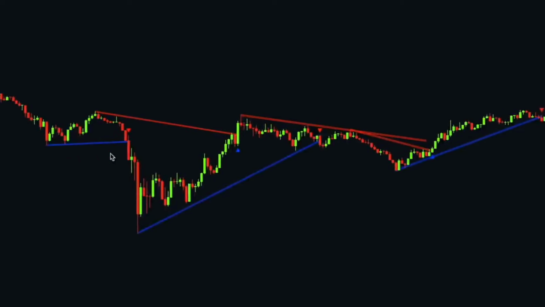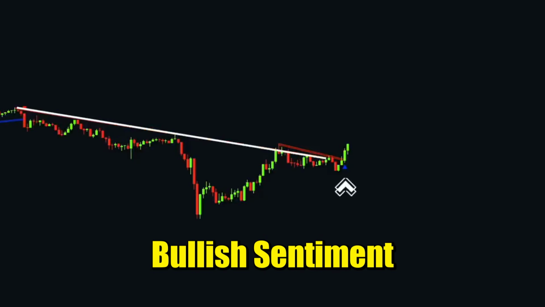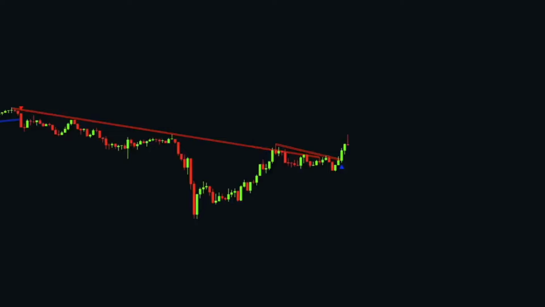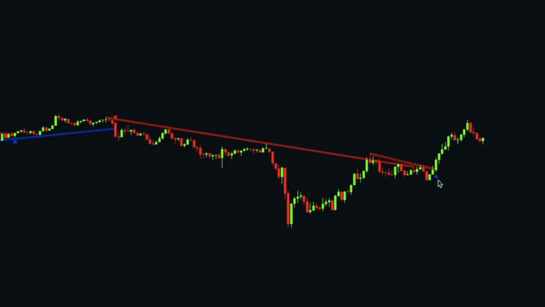When the price is above the VWAP, it indicates bullish sentiment, and when the price is below the VWAP, it indicates bearish sentiment. The VWAP can be used as a trend-following indicator and to identify potential support and resistance levels.